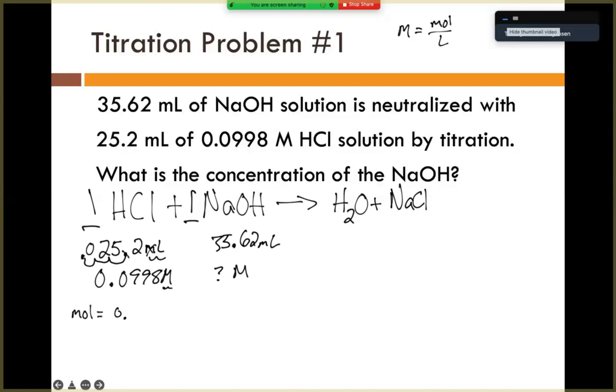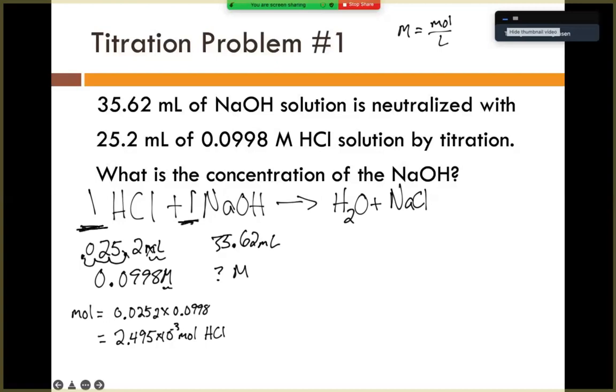So we're just going to take our 0.0252 liters and multiply by our 0.0998. When you do that, you get this little stinking tiny number. It comes out as 2.495 times 10 to the negative third moles. Well, moles of what? This was the volume and the molarity of the HCl. Here's how many moles of acid we had to put in to completely neutralize, to use up all of the base.